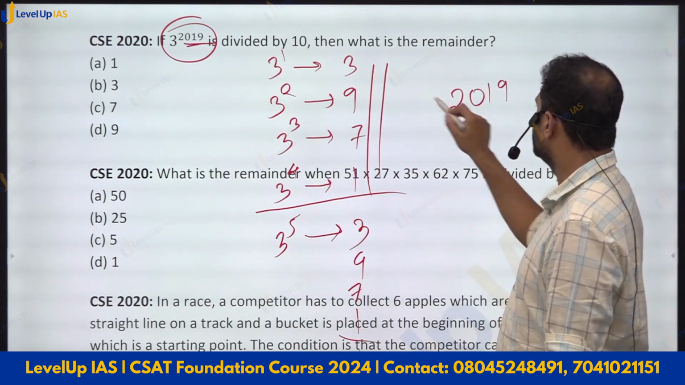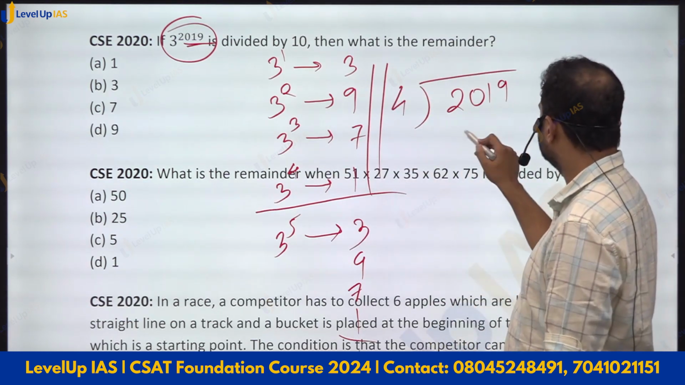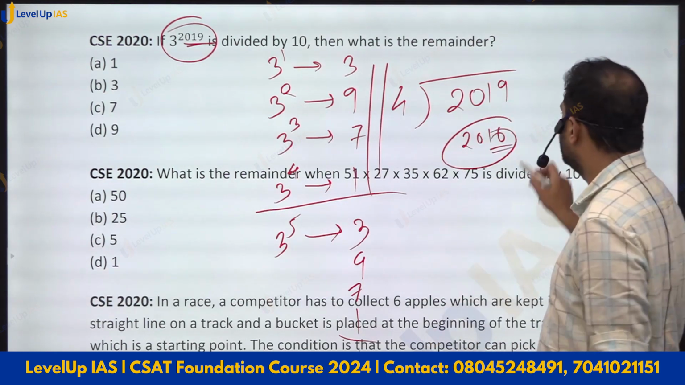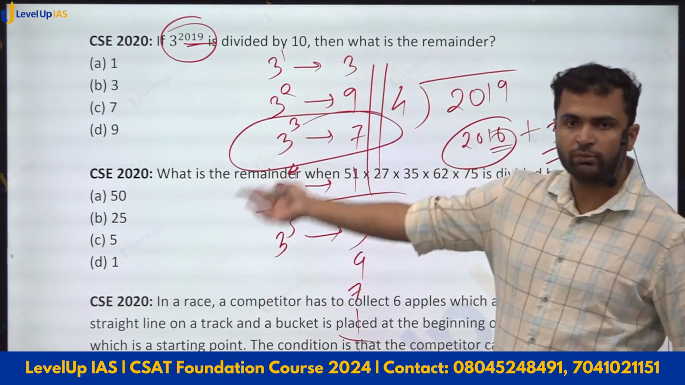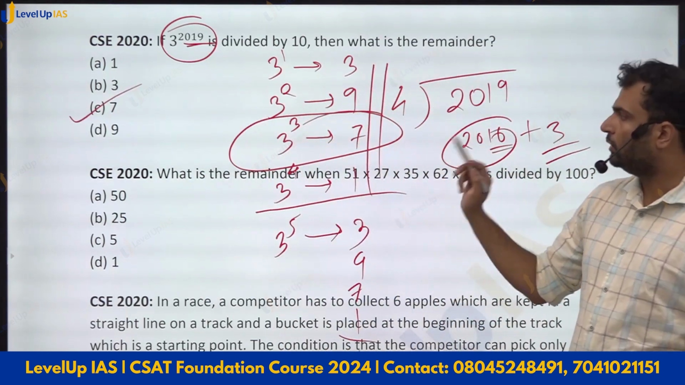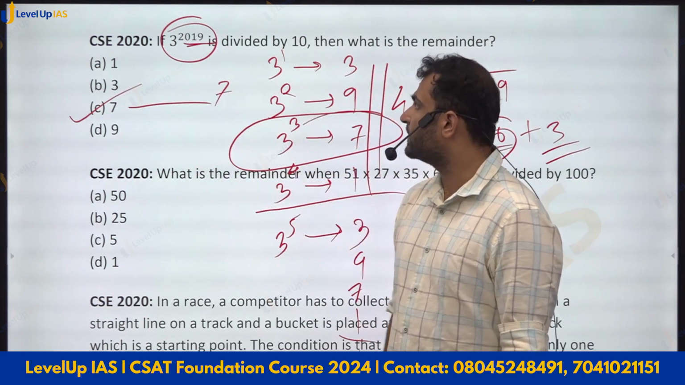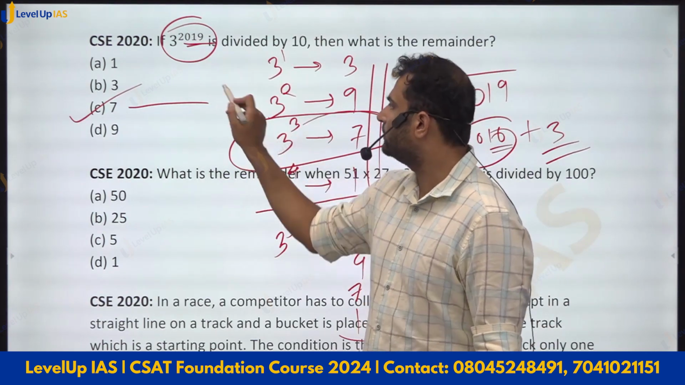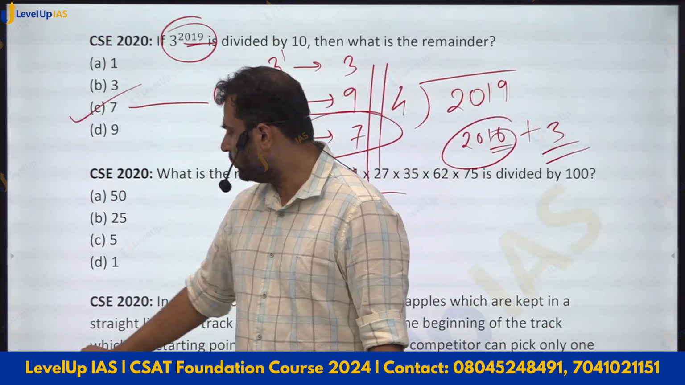Basically we have to divide 2019 by 4 and comment on what the remainder is. We know that 2016 is divisible by 4, because of the last 2 digits, that is the divisibility test of 4, plus 3. So the remainder is 3. When the remainder is 3, what is the units place? 7. That is the answer. Units place is 7 means this number is something, and at the end we have 7. So whenever we divide this particular number by 10, you get this plus 7. So the remainder is 7. I hope it is clear.